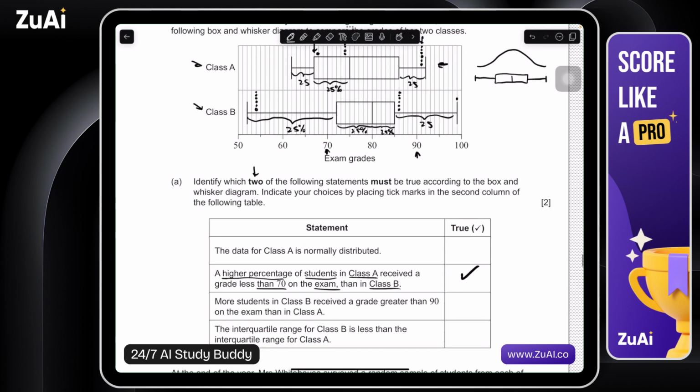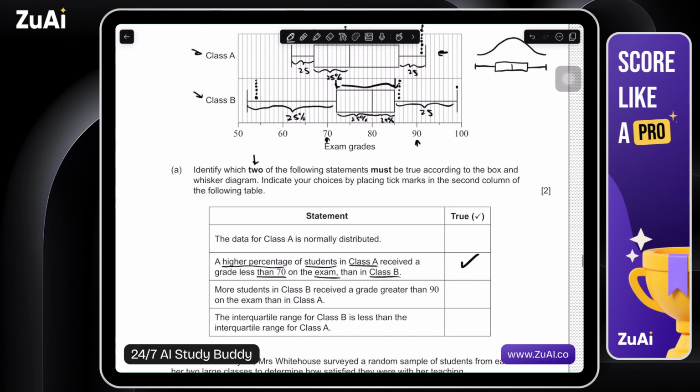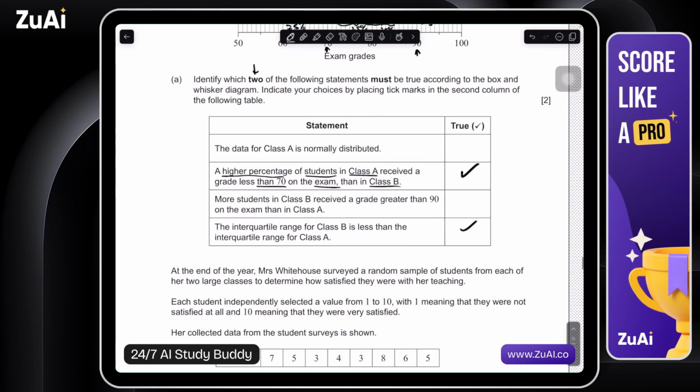The interquartile range for class B is less than the interquartile range for class A. Interquartile range, Q3 minus Q1. Here's Q3, here's Q1. This is smaller than this. So the interquartile range for class B is less than the interquartile range for class A. Alright. Not bad. There we go.